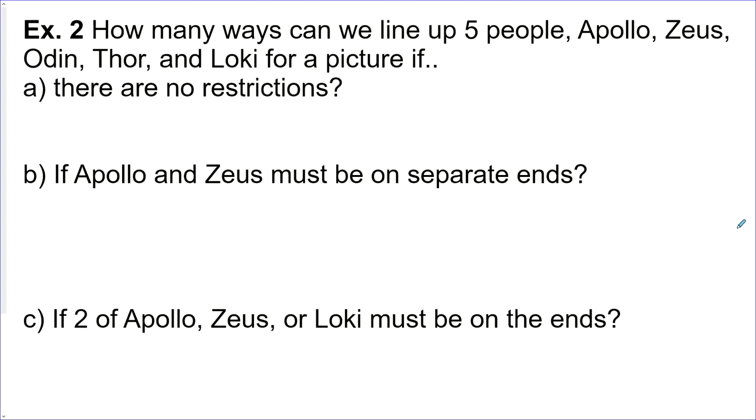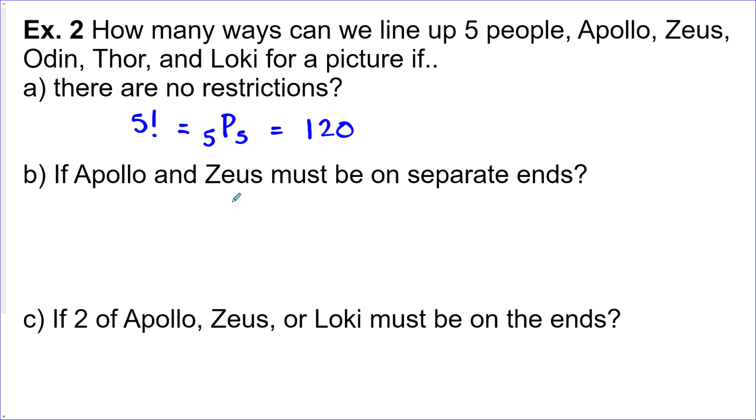How many ways can we line up 5 people, Apollo, Zeus, Odin, Thor, and Loki, for a picture if there are no restrictions? But first of all, we're just lining up 5 people, so that would be 5 factorial. You could also write this as making a permutation with all 5 people. These mean the same thing, and in either case, this is just 120 different ways.